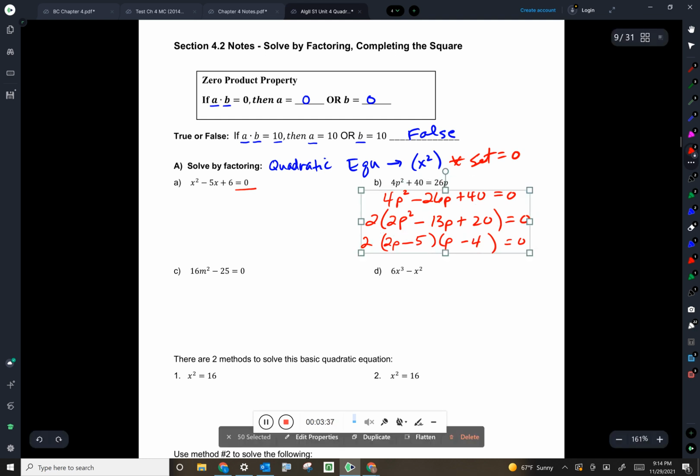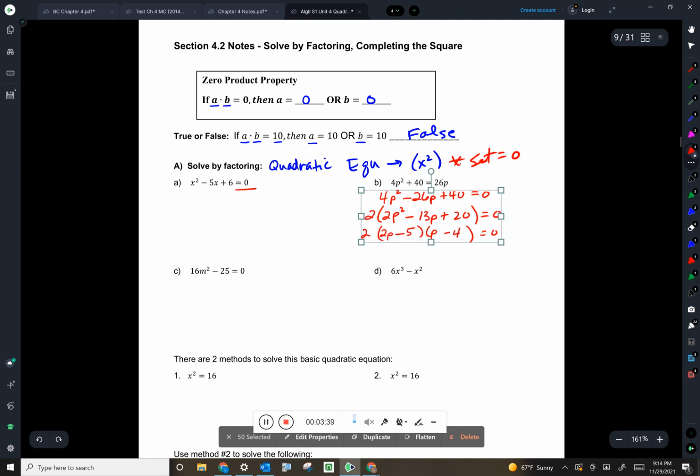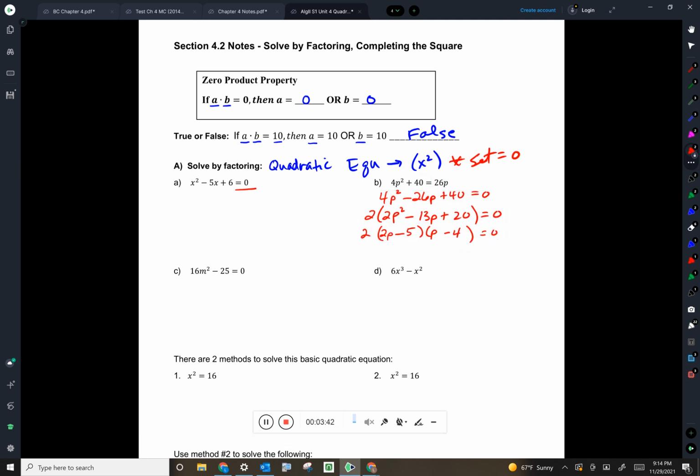Okay, so I need to check. Remember, in order to check your trial and error, you have to do the outer and the inner. So let's see, the outer is going to be negative 8p, and the inner is negative 5p. That definitely gives me negative 13p, so I know it's going to work.